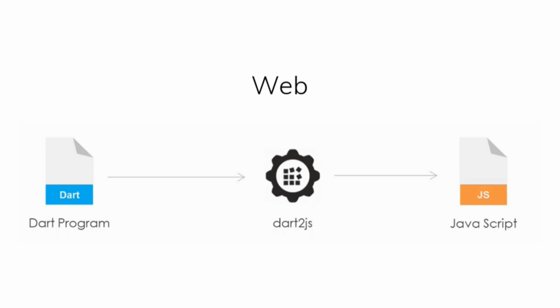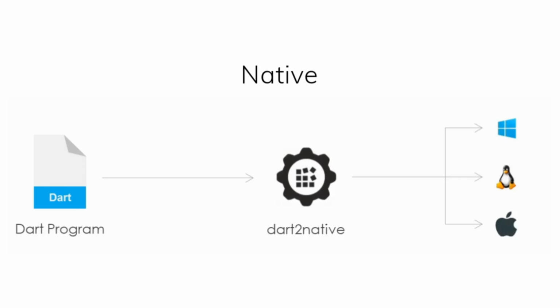Let's take a look at deploying web applications. When you are deploying a web application, the Dart application is compiled using Dart2JS, which is Dart to JavaScript compilation. It converts your Dart application into optimized JavaScript code that can be executed on any web browser. Now, let's look at deployment of native applications. Your Dart application is compiled with the Dart to native compiler, which is able to compile it into platform-specific code such as for Windows, Linux, and Mac.